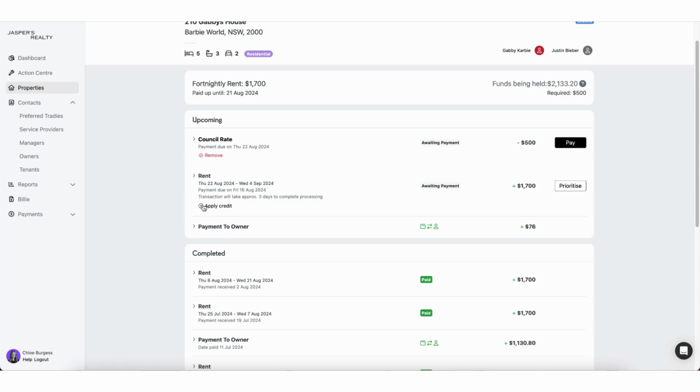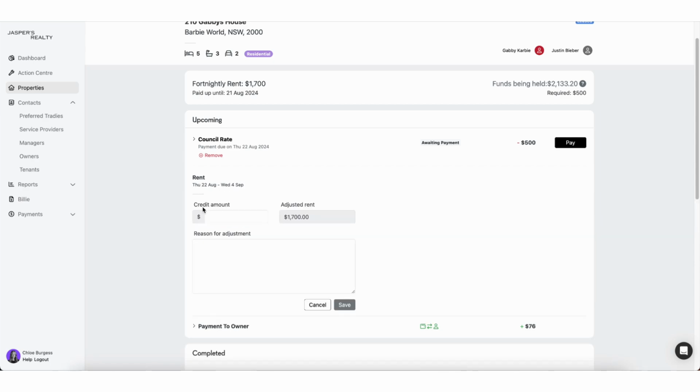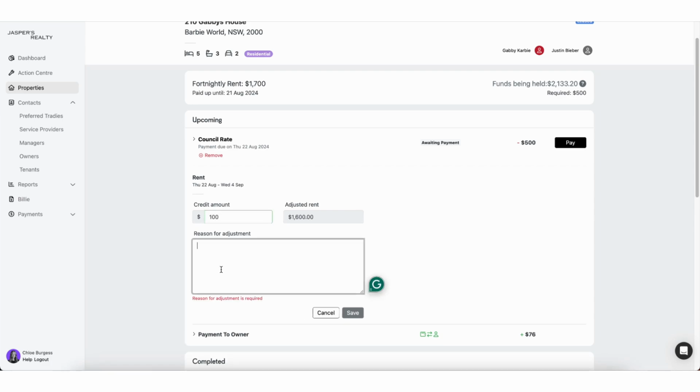Below, I can apply a credit. If I need to apply any credit for my tenant here, because maybe they paid a bill out of their own pocket for a repair and they need to be reimbursed, instead of reimbursing funds to the tenants, all we can do is apply credits to their rent. If you were to do so, you would click that little plus button, enter the amount, and then the reason.